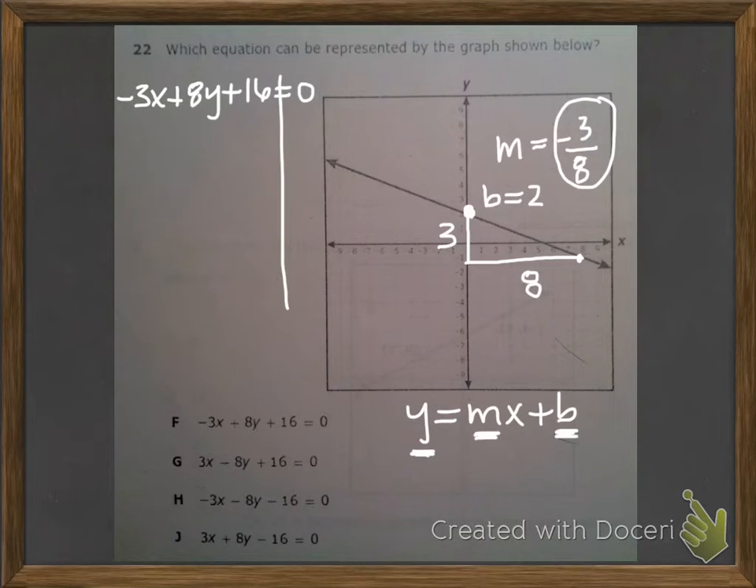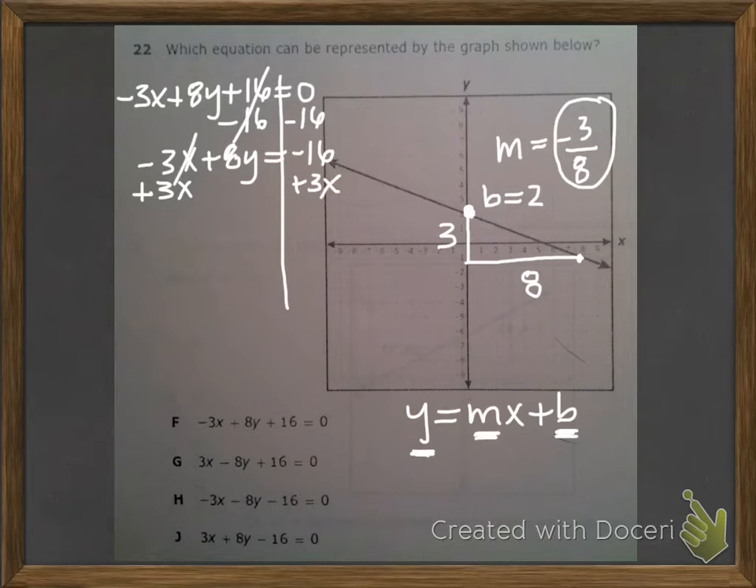So let's go ahead and do that. We can start by moving our constant over, -16 on both sides. So we've got -3x plus 8y equals 0 minus 16 is -16. Now we're going to move our x term over by doing the opposite. It's negative, so we're going to add 3x to both sides. So I've got 8y on the left equals -16 and 3x aren't like terms. I'm going to put my x term first, followed by my constant.